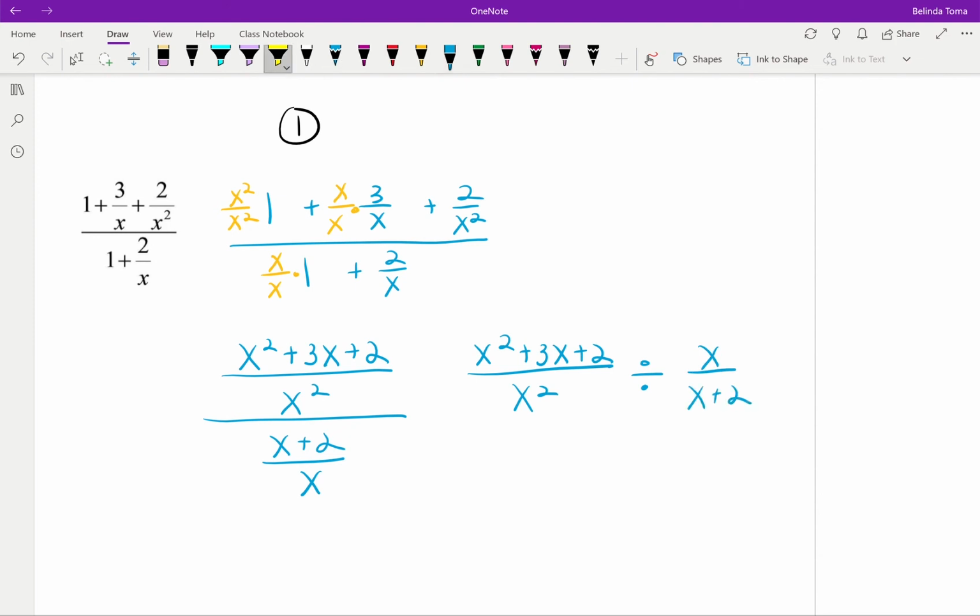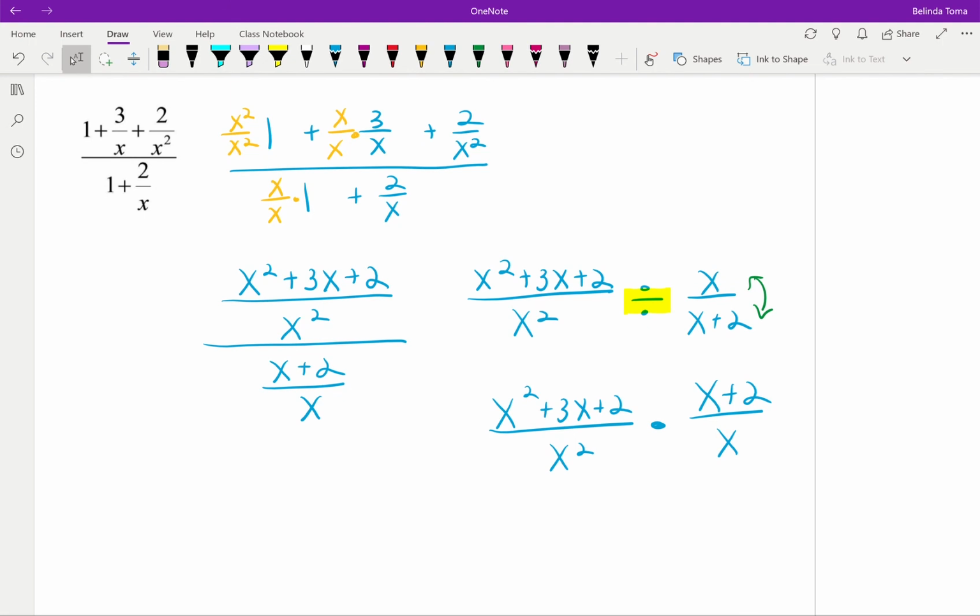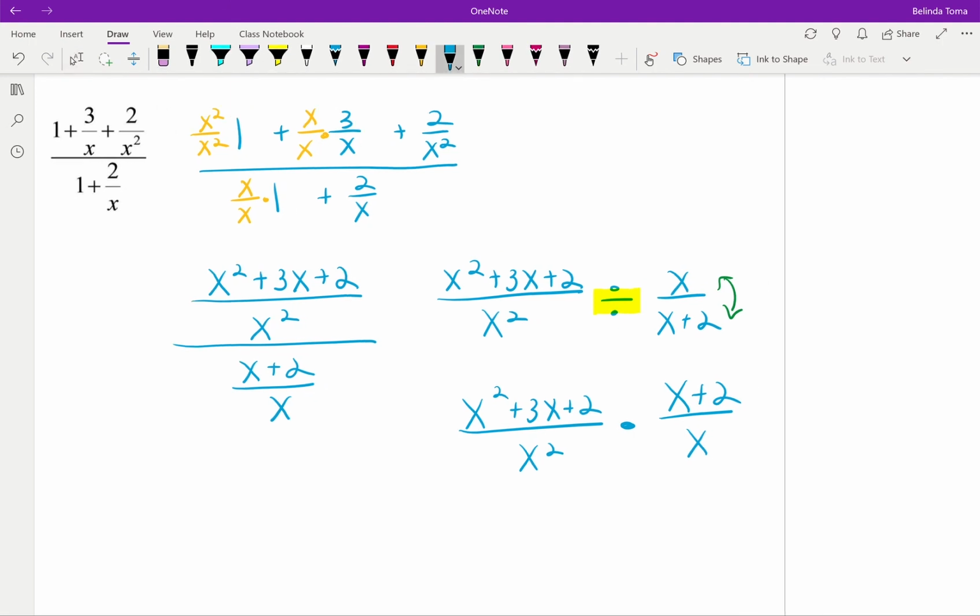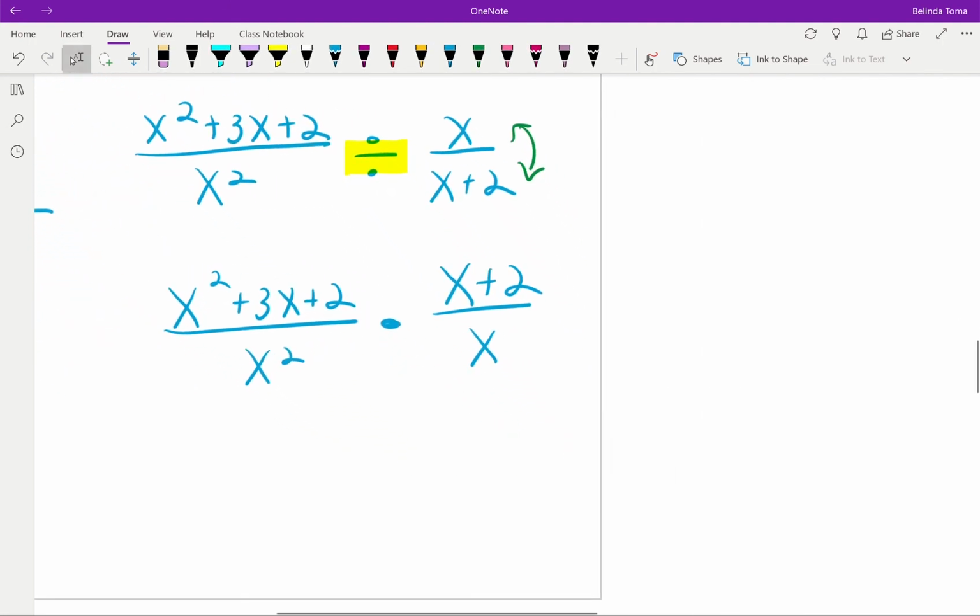So now we can rewrite the division as multiplying by the reciprocal, and that's going to give us x squared plus 3x plus 2 over x squared. Change the division to multiplication. The x plus 2 goes to the numerator and the x goes to the denominator. We're now going to go to our methods for simplifying when we're multiplying, which means that we're going to factor then cancel. We're going to factor the x squared plus 3x plus 2 to x plus 2 times the quantity of x plus 1.